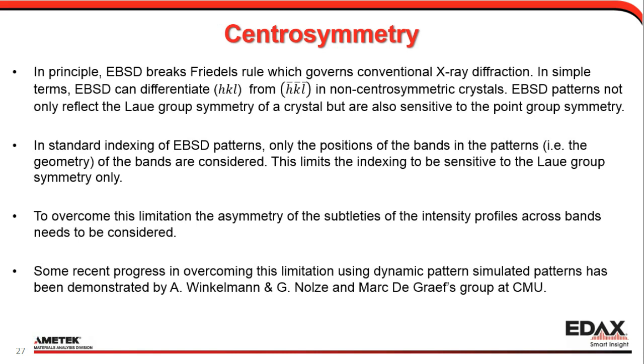In standard indexing of EBSD patterns using Hough transform for band detection, we essentially ignore the intensities of the bands. It's somewhat there because it affects which bands are found, but we really only use the location, the position of the bands in the patterns. And so this limits our indexing to be sensitive only to the Laue group symmetry.